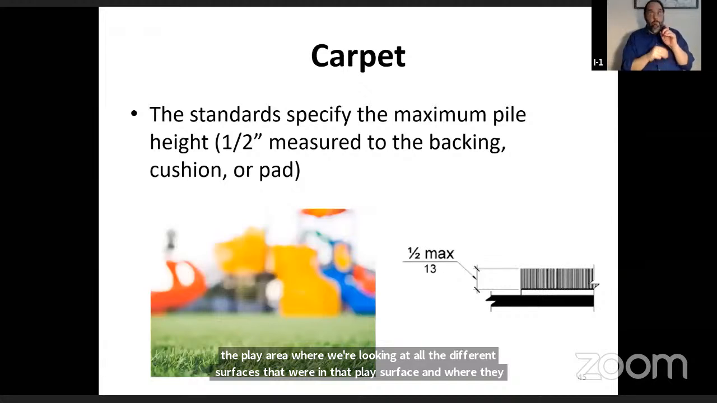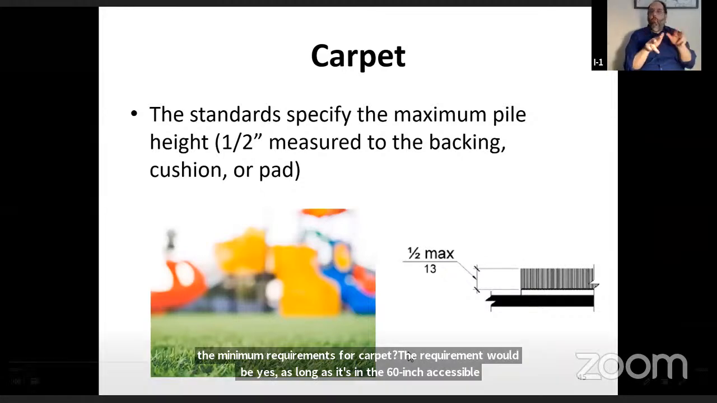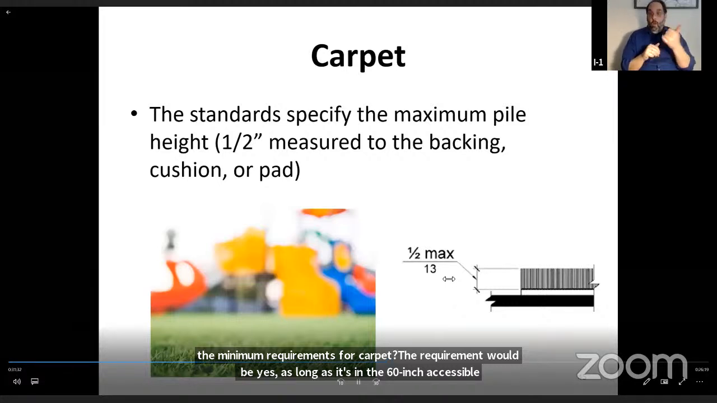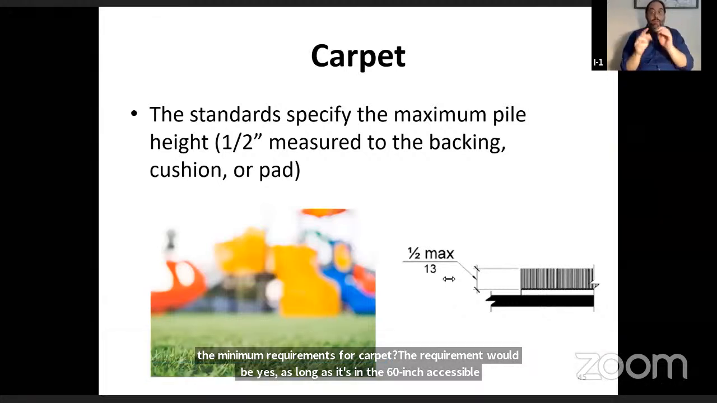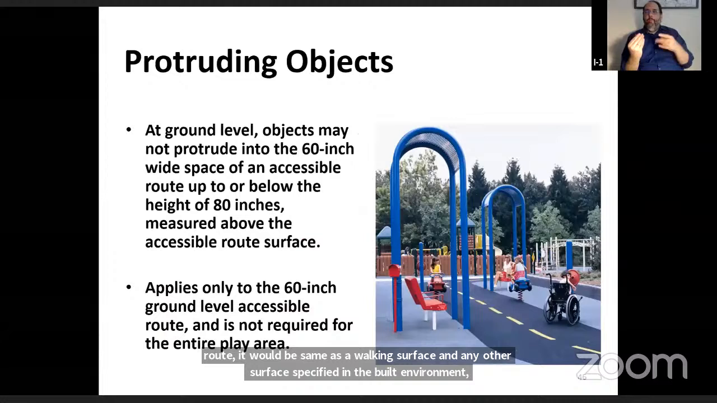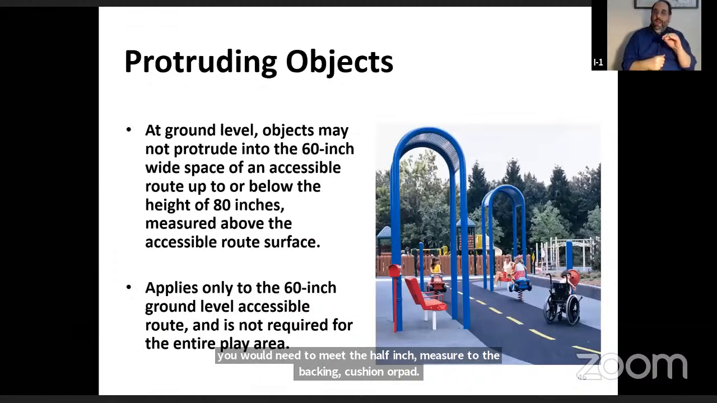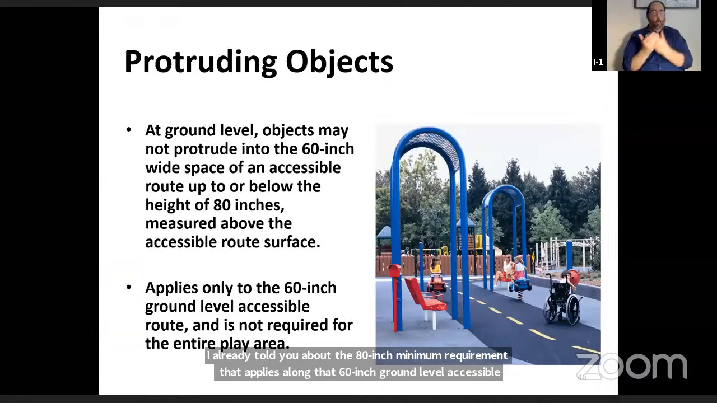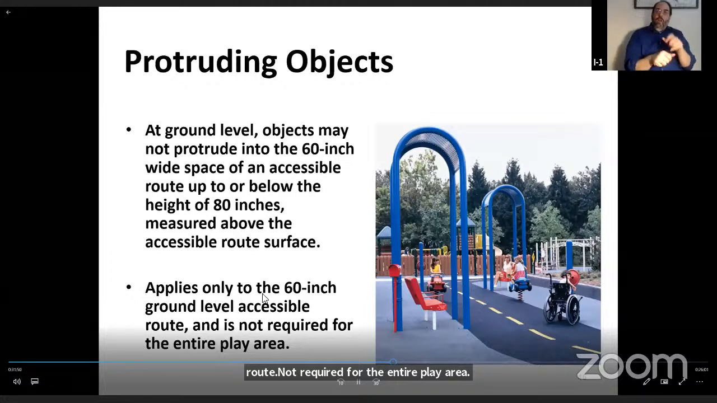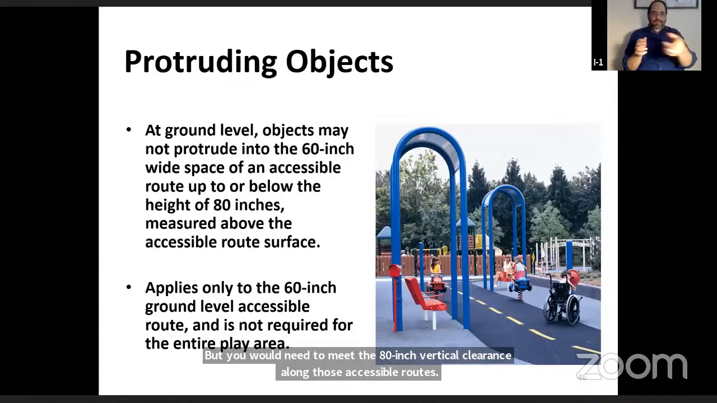Moving on to another issue that's always brought up is, do we need to meet the minimum requirements for carpet? The requirement would be yes, as long as it's in the 60-inch accessible route. It would be same as a walking surface and any other surface specified in the built environment. You'd need to meet the 1/2 inch measured to the backing or cushion or a pad. I already told you about the 80-inch minimum requirement that applies along that 60-inch ground level accessible route. Not required for the entire play area, but you would need to meet the 80-inch vertical clearance along those accessible routes.